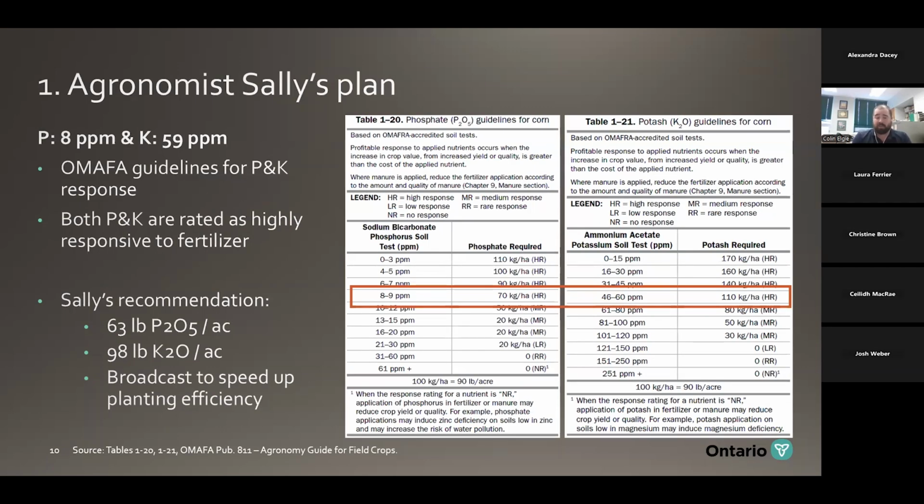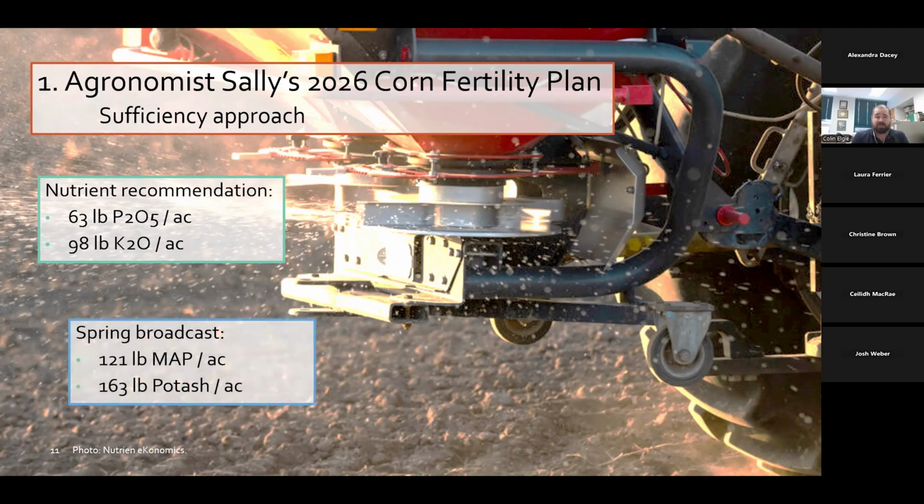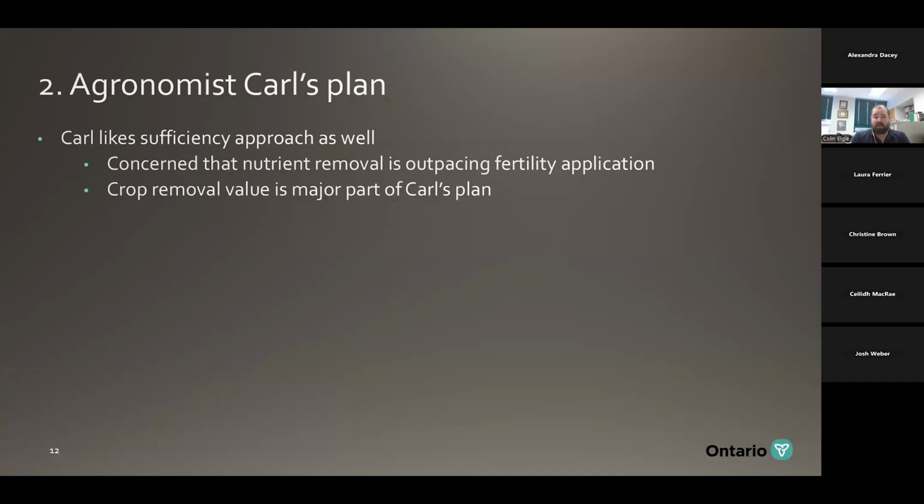So a good recommendation always comes with a way to really look at that in terms of how it's applied. And so Sally's approach, using the sufficiency approach to this corn fertility plan, is using MAP and potash in a broadcast at 121 pounds per acre of MAP and 163 pounds per acre of potash. Real focus is on that best economic return in a single year, while still ensuring there's enough to feed the crop. So switching it up now, we're going to look at our second agronomist, whose name is Carl.